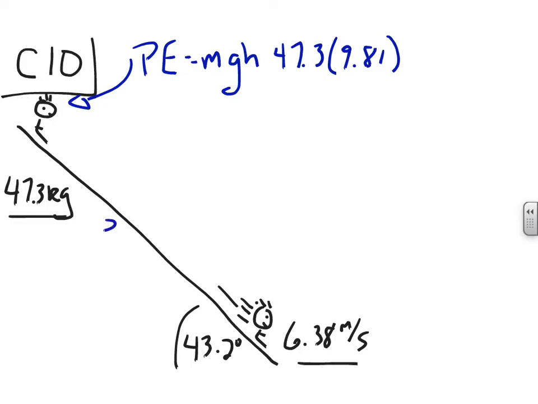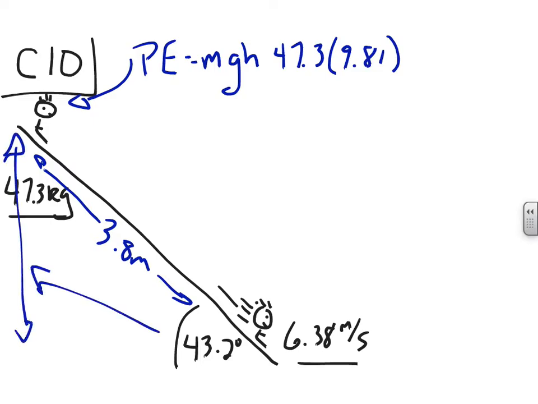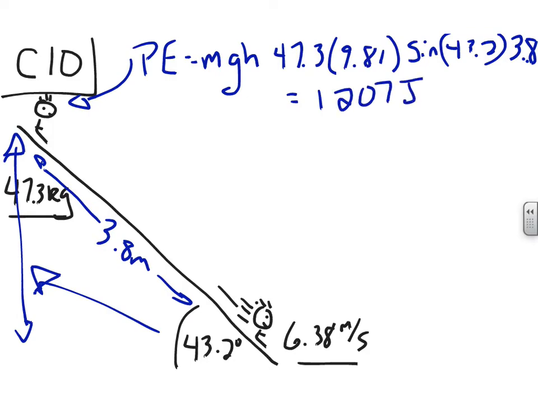We know that the slide is 3.8 meters long, but that's the length of the slide at an angle. The height is going to be straight up and down. So here we're looking at the opposite side, so we want to use the sine of 43.2 times the length of the slide, which was 3.8. If we do that in our calculator, we find that there are 1,207 joules of potential energy at the top of the slide.